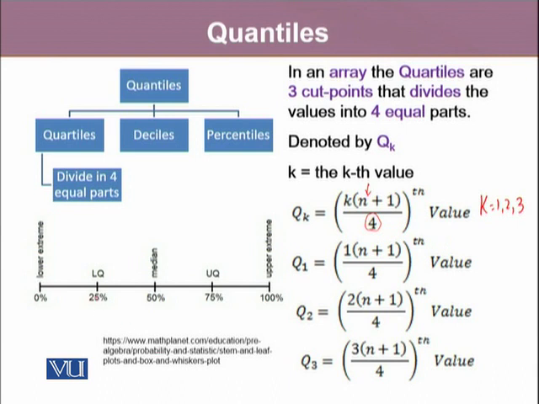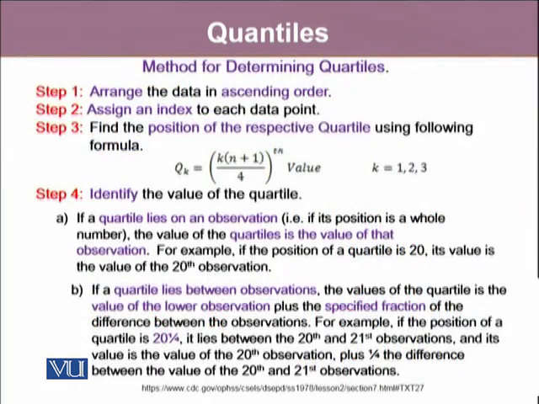Like over here, this value is Q1, which is also called the lower quartile. This value is Q2, which is called the median. And this value is Q3, which is also called the upper quartile. You will notice that here in quartile 1, the value of k turned out to be 1. In quartile 2, the value of k turned out to be 2, and the same is the case with the third quartile.